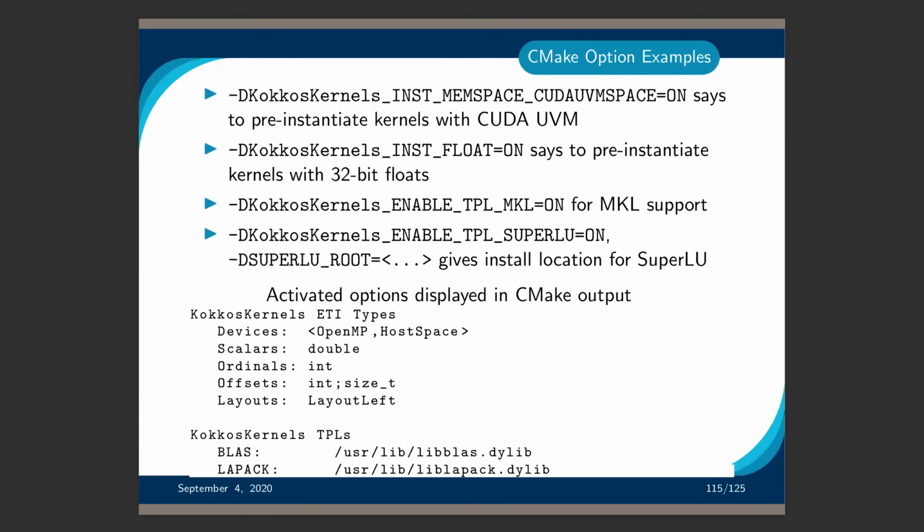During configuration, you'll get a summary of activated options output to the screen, showing enabled ETI types, and then a list of enabled TPLs after that.